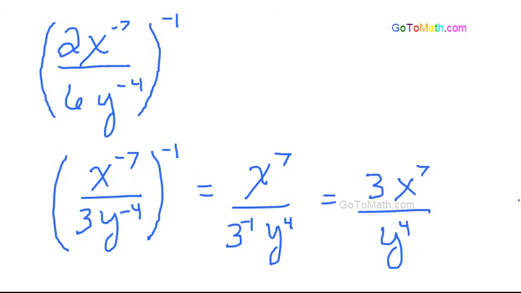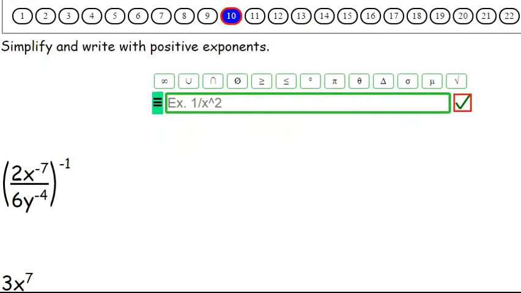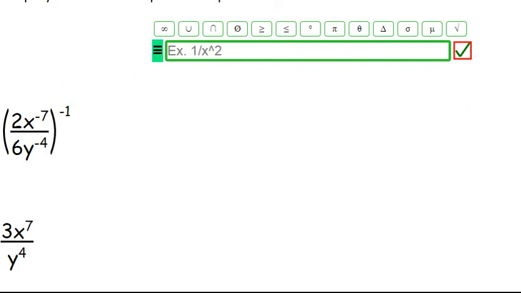Okay, so hopefully you were able to keep up with that. 3x to the 7th over y to the 4th. There we go.